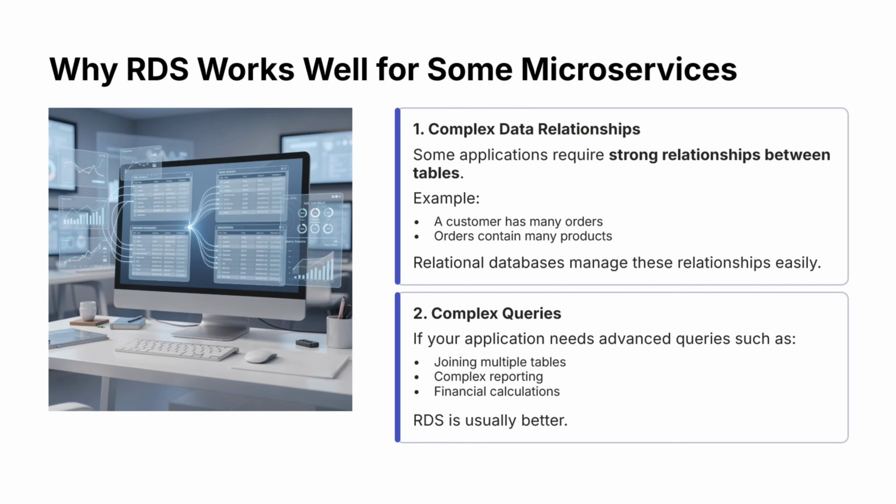Why does RDS work well for some microservices? First point, complex data relationships. Some applications need strong relationships. For example, a customer has many orders. Orders contain many products. Relational databases handle this easily.